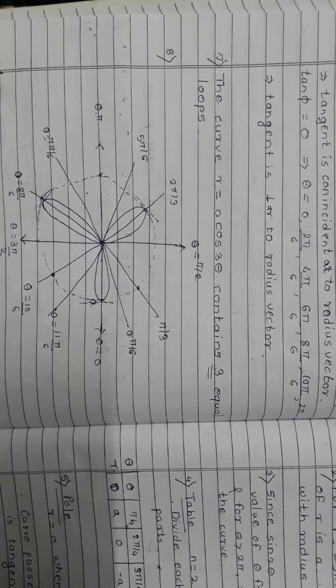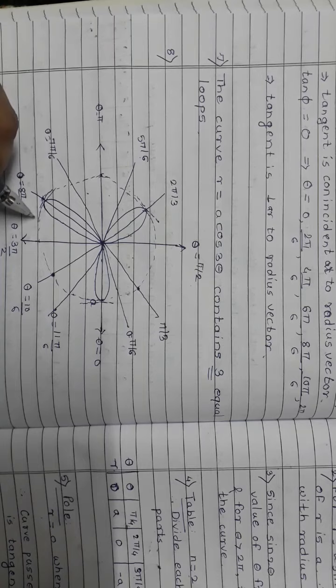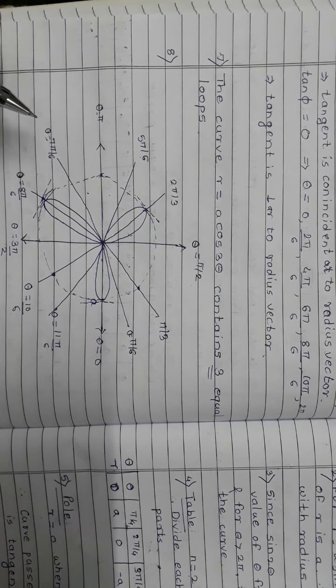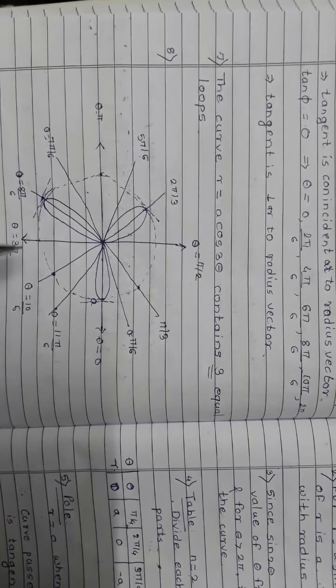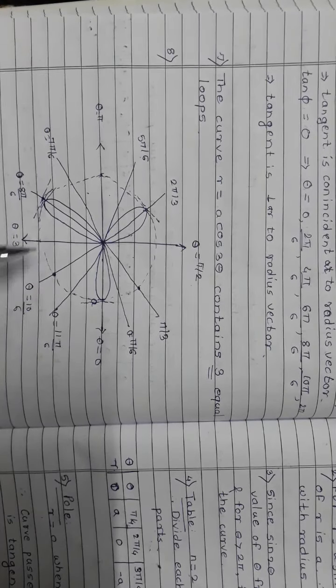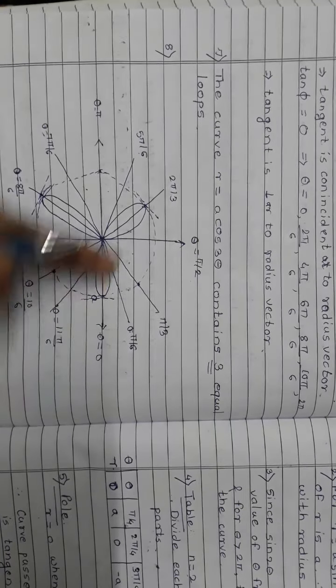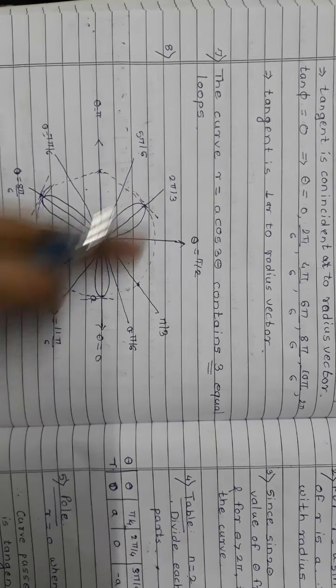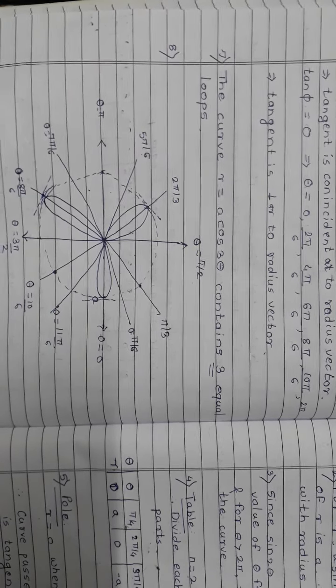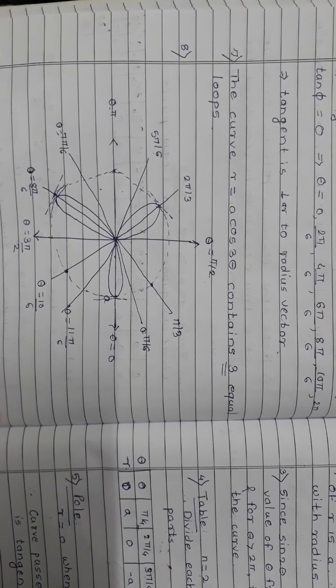Then at 8 pi by 6, here it should be like this. And then at 10 pi by 6, there is no point, so no need to draw. So tangents are like this, and elsewhere they are coincident. You can check. So this is with the examples.